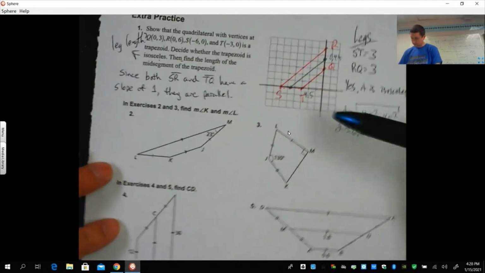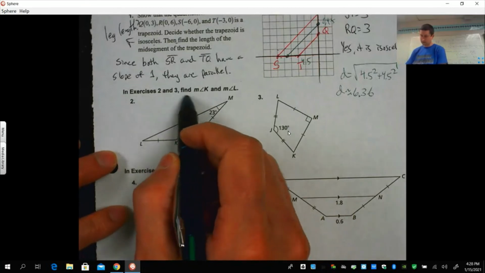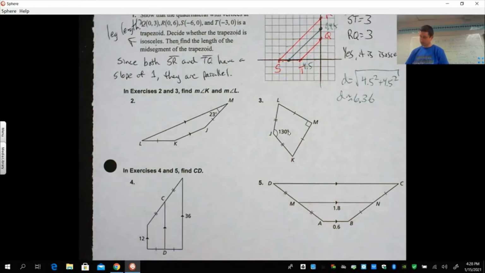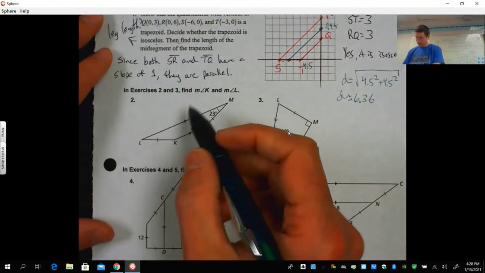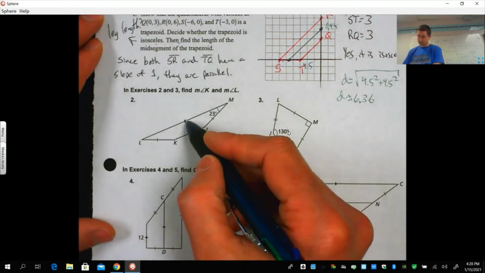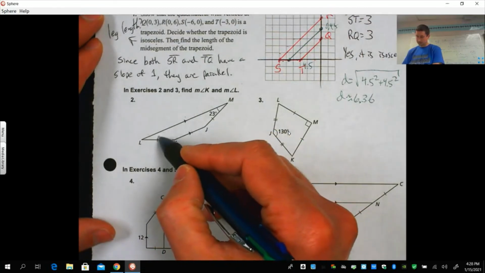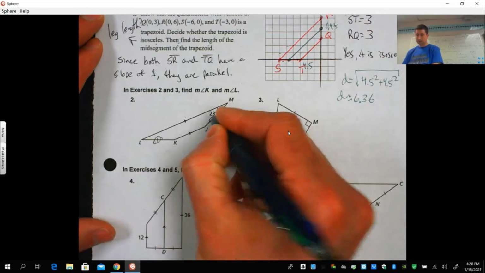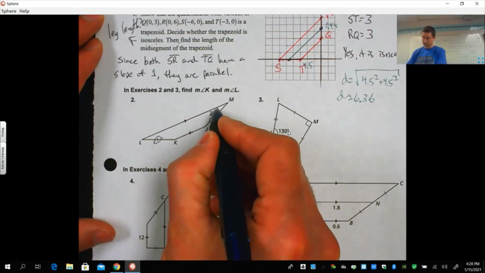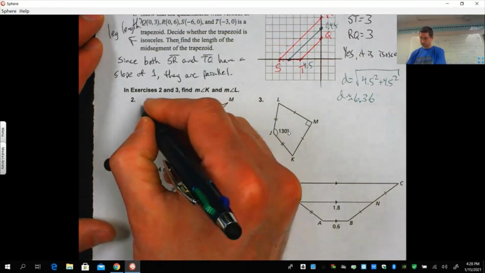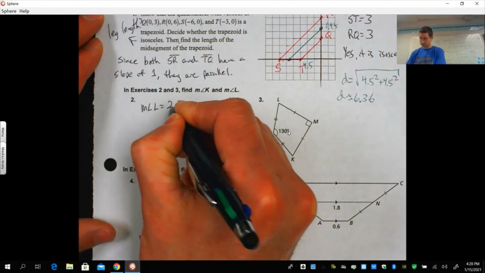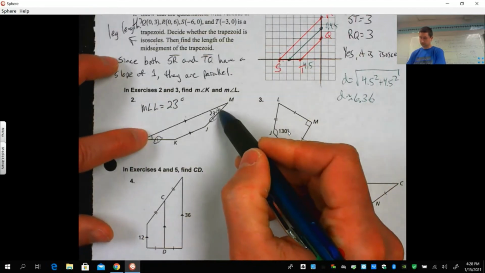6.36. Okay, in exercises 2 and 3, find the measure of angle K and measure of angle L. So here we have a trapezoid because we have one set of parallel sides. Legs are congruent. That means base angles have to be congruent. So if this is 23, that has to be 23. So the measure of angle L has to be 23 degrees because of the base angles.